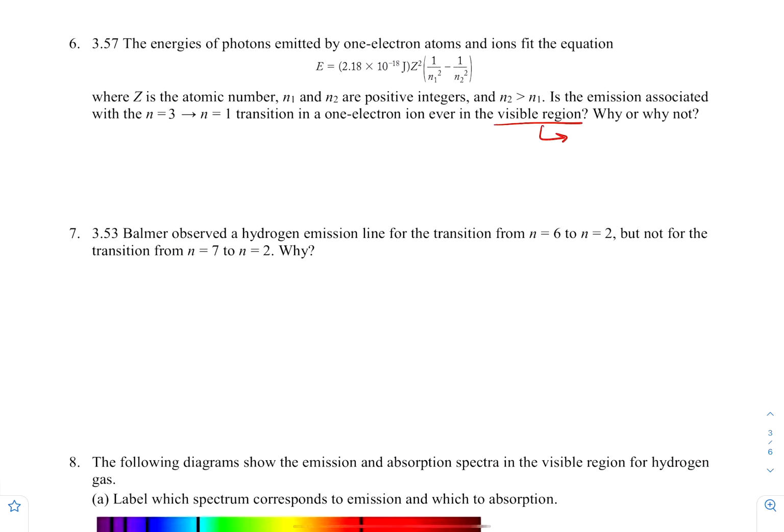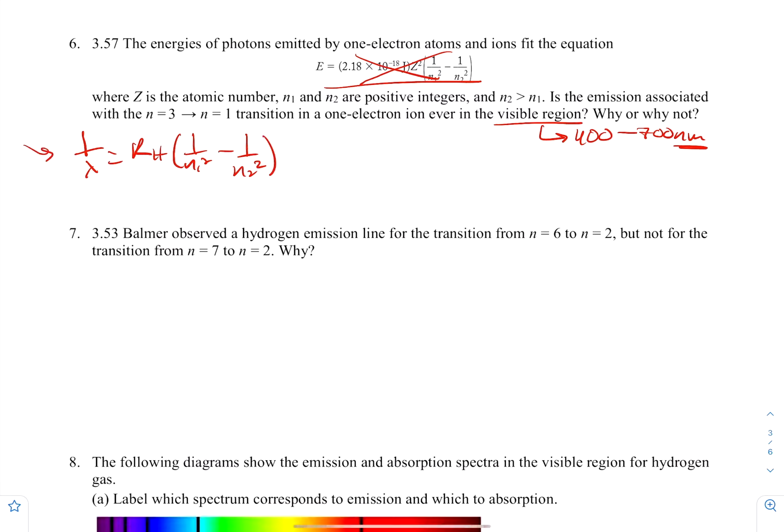Okay, remember the visible region on the electromagnetic spectrum is between 400 and 700 nanometers. And because we're using wavelength a lot of the time, I find it easier to use the Rydberg equation to solve this problem, not the equation that they give you. I know it's a little deceiving, and really they kind of want you to, but it's just a lot easier if you use this one, because what we're looking for is wavelength, right? To see if it's somewhere in this region.